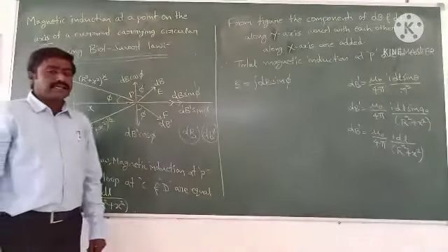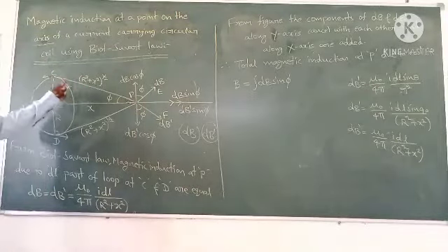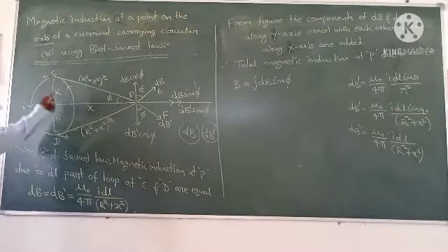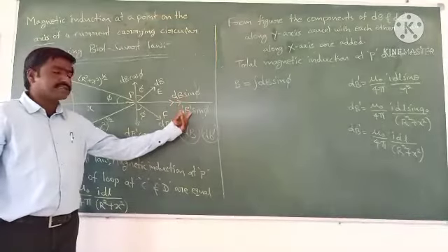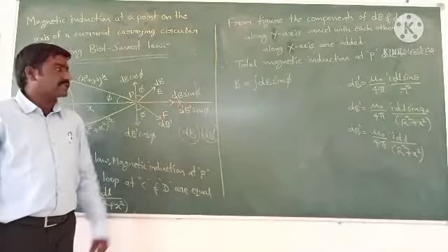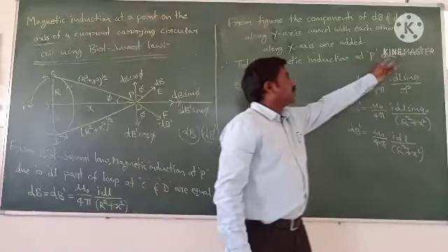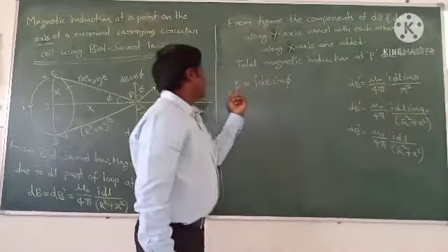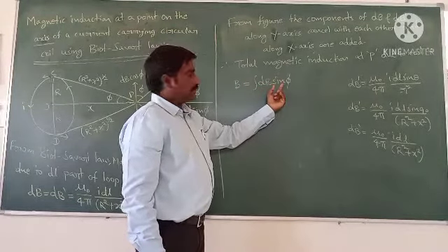So therefore, the resultant magnetic induction at point P due to this entire coil will be added. So this dB sin phi and dB dash sin phi will be added along the x-axis. Therefore, the total magnetic induction at P due to the coil is B equals integral dB sin phi.